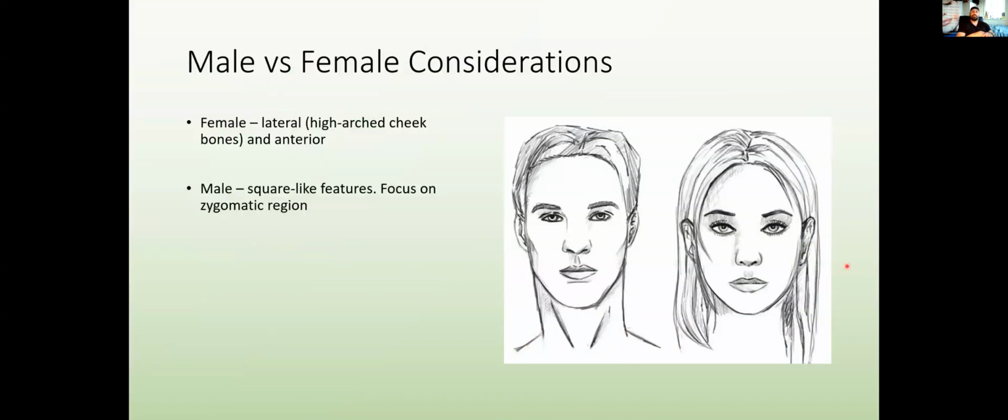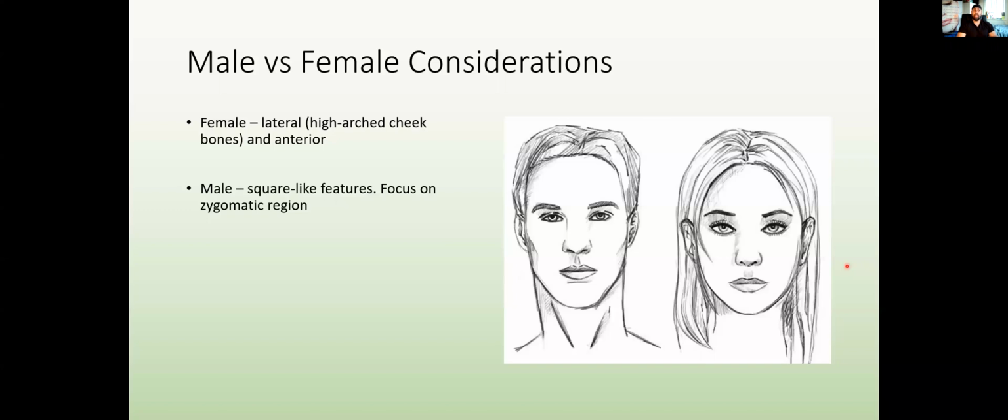So male versus female considerations. Now, in the female face, many of you would probably already know this, that we tend to prefer to create high arch cheekbones. So you get this nice V-shaped tapered look to the face, and it's very contoured with some submalar hollowing. Looking at the male face, however, yes, there's still an element of submalar hollowing. This is often masked with facial hair.